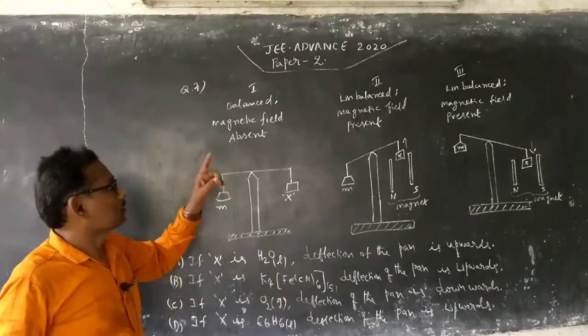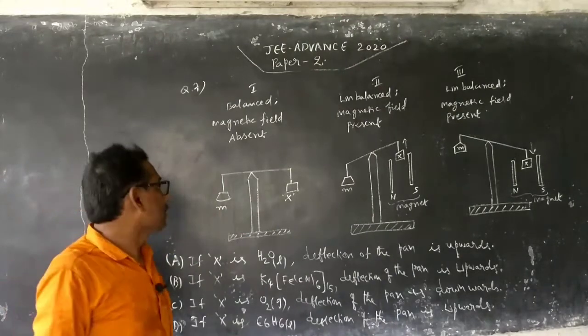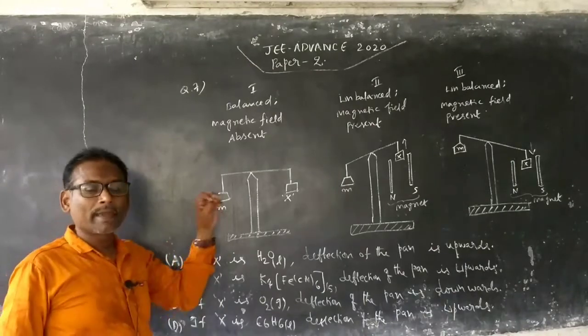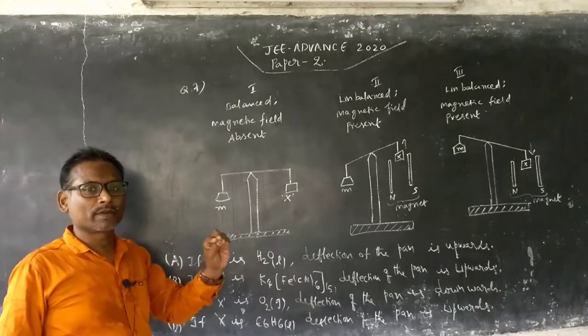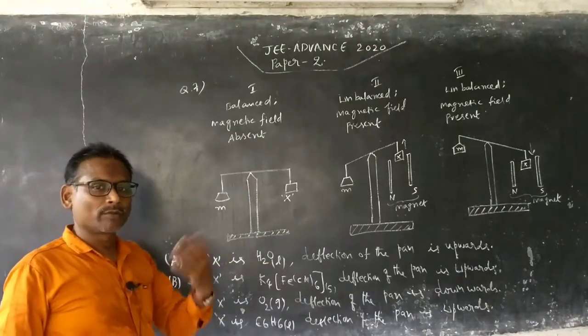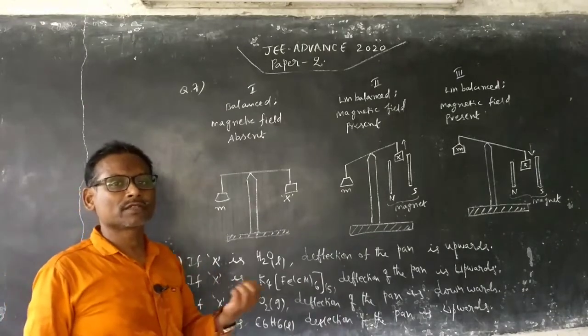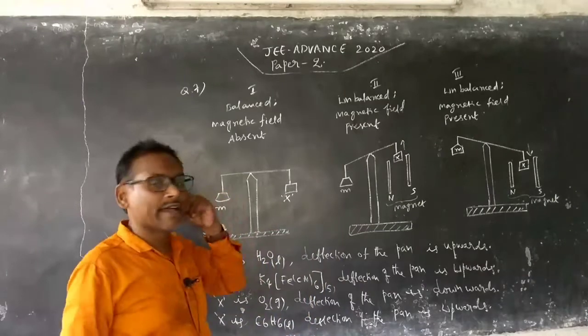Now this is about the multiple option questions. That is question number 7, part 2 chemistry. It is a question based on the magnetic behavior of the substance. Whenever the substance is paramagnetic in nature, it is normally attracted by the magnet. Whenever the substance is diamagnetic, it is slightly repelled by the magnet. That is shown here diagrammatically.